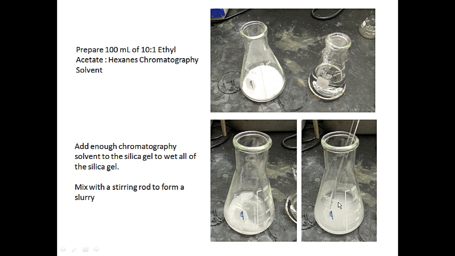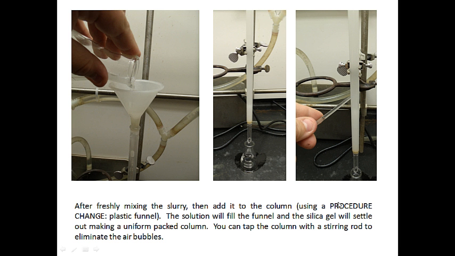So once we make that slurry, you want to stir it to get all of the air bubbles out. You're going to go ahead and quickly stir and then pour the solution into the column using this funnel. And you want to make sure that when you pour the solution into the funnel that none of it spills out here, which it did in my demonstration, because all this solvent spilled out of this powder funnel and then poured down the column.